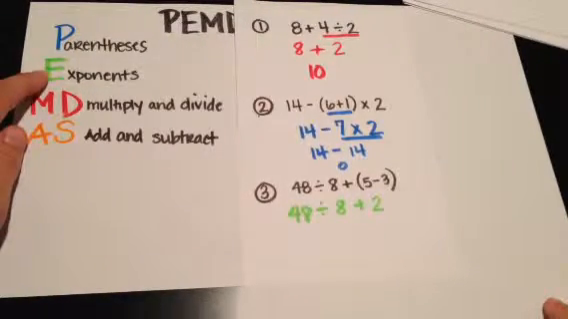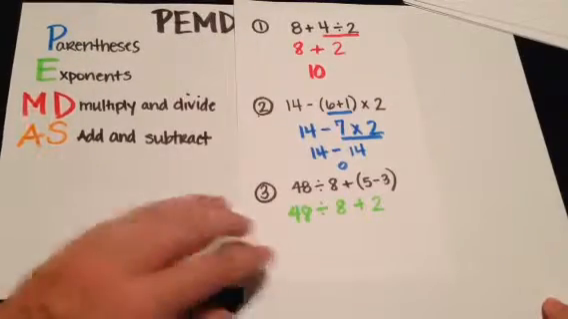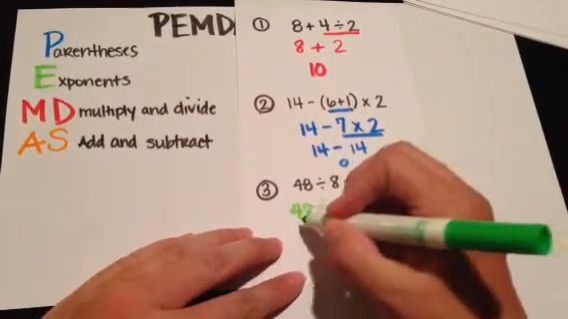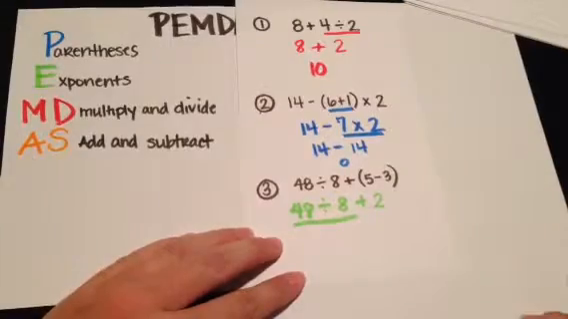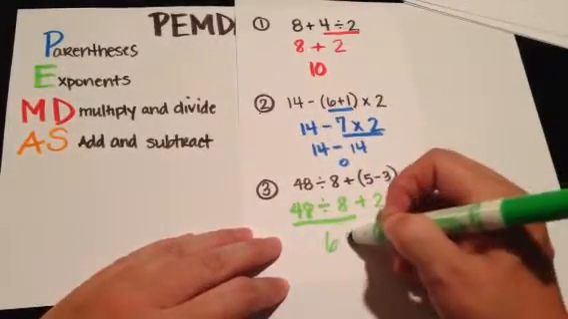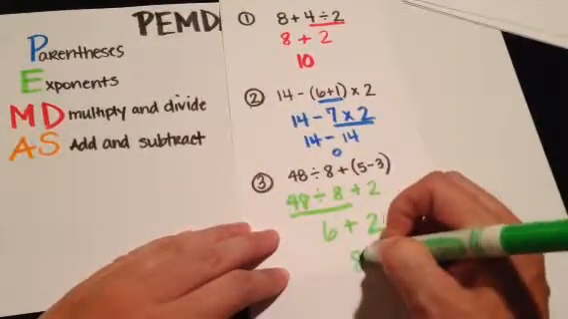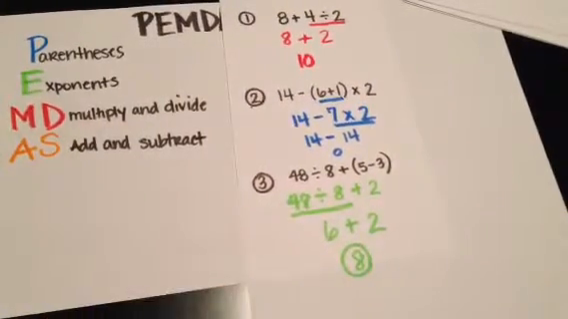There aren't any exponents, so we will skip and look at multiplication and division. There is a division problem. So 48 divided by 8 is 6. Copy the rest of the problem, and 6 plus 2 is equal to 8.